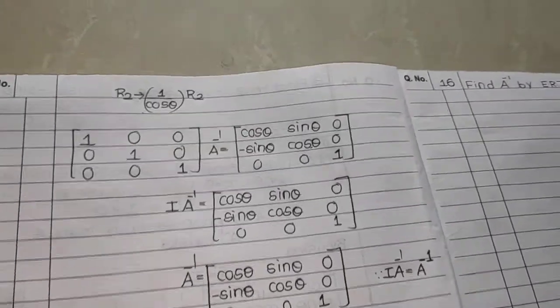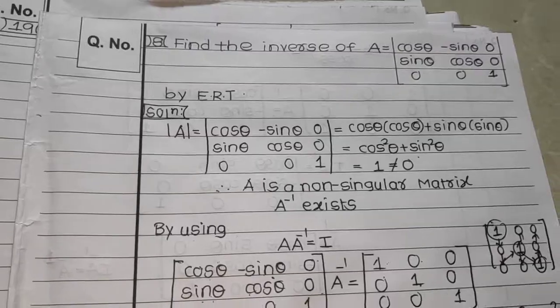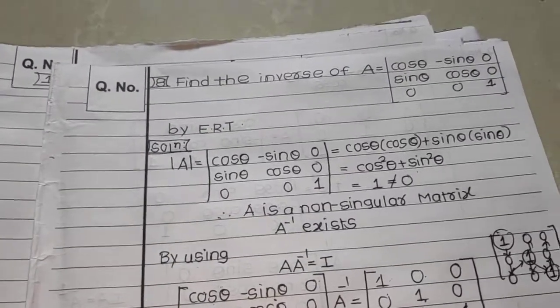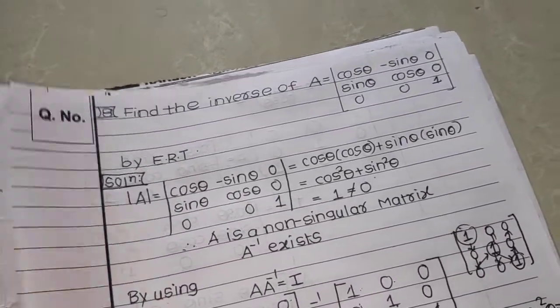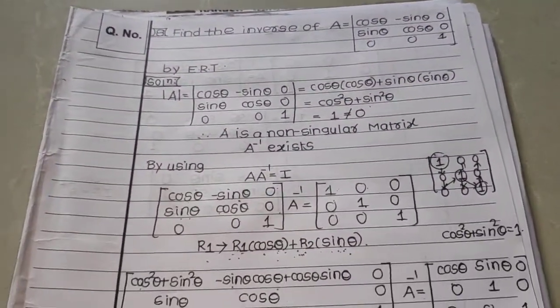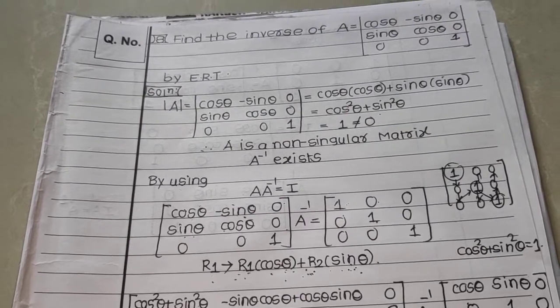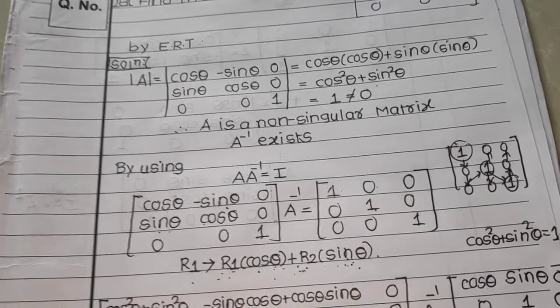So for the very question, I just will have to go through it one more time. The question is to find the inverse of a matrix by ERT. At the start of the question only we have discussed that this same question can be solved by ECT also. Now how can I solve? First of all, we can solve by determinant. In this case we can see the determinant of A is 1, and that's why A is a non-singular matrix. If something is a non-singular matrix, I must say that A inverse exists.